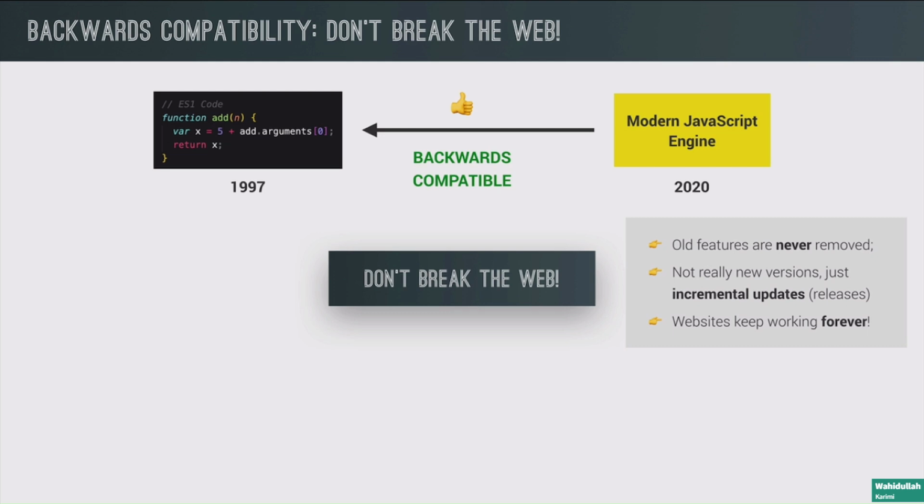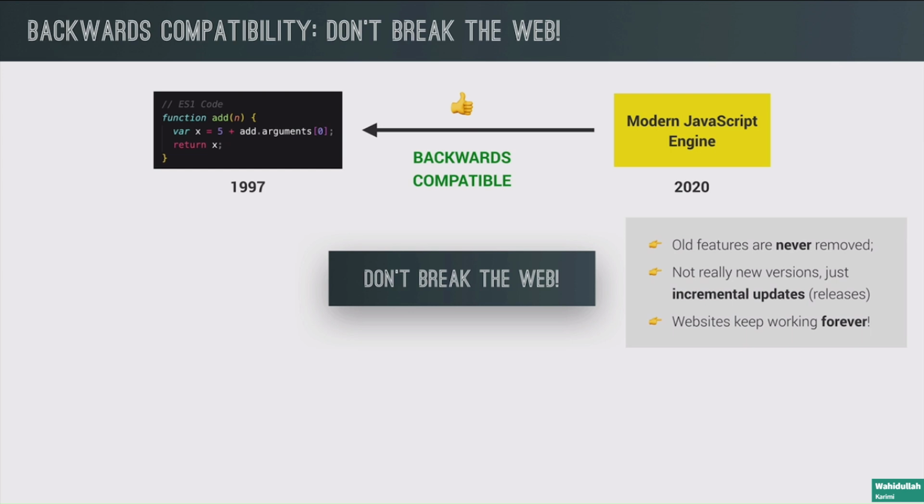And actually, we cannot really call them new versions even, because they do not contain breaking changes like when other languages move to a new version. Instead, new versions are always just incremental updates which add new stuff. And so I like to call them releases and not versions. The ECMAScript committee who works on updating the language does all this so that old websites basically keep working forever.